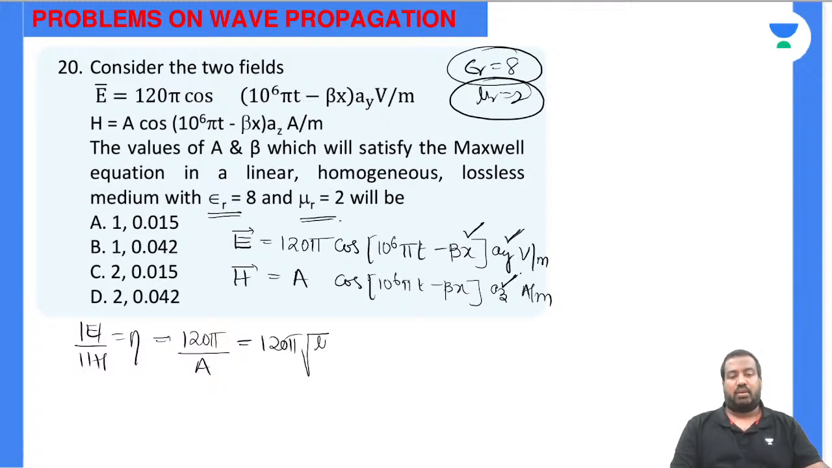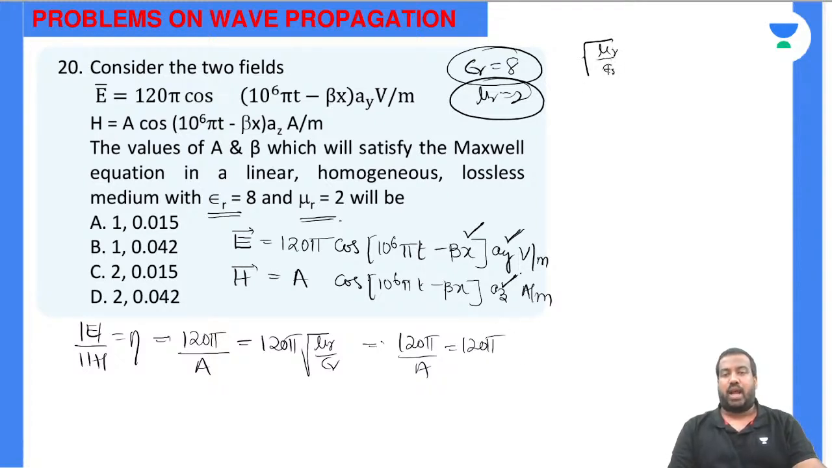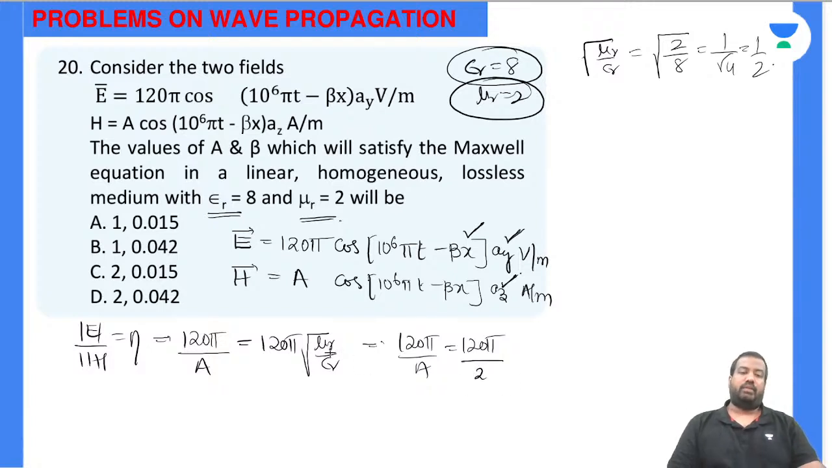Eta is 120 pi into under root of mu r by epsilon r. This implies 120 pi by A is equal to 120 pi into under root of mu r by epsilon r, which is under root of 2 by 8, that is 1 by under root 4, which is 1 by 2. So 120 pi by A equals 120 pi into 1 by 2. From this, A is 2. Got it? Small logic, that's it. I know where you went wrong.